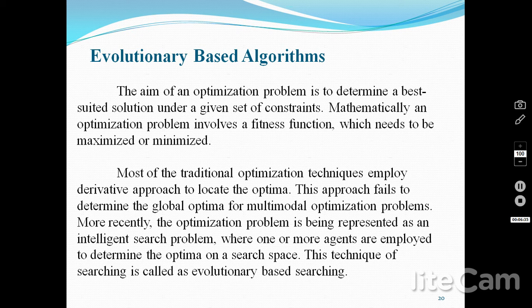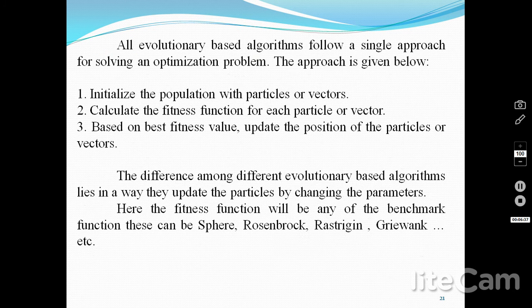This technique of searching is called evolutionary based searching. All evolutionary based algorithms follow a single approach for solving an optimization problem. The approach is given below. Initialize the population with particles or vectors. Calculate the fitness function for each particle or vector. Based on the best fitness value, update the position of the particles or vectors.